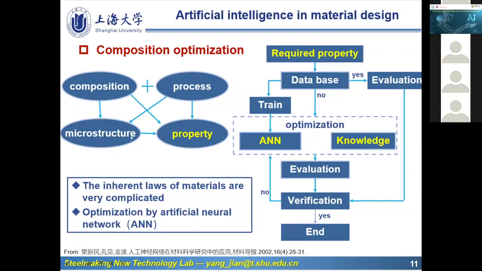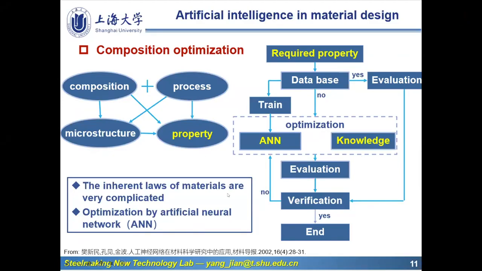microstructure. And the microstructure is also determined by the compositions and the process of the materials. So the inherent laws of the materials are very complicated. And so this process should be optimized by the artificial neural network. And for the required properties, we base on the database, and we get the evaluation from the artificial neural network, and from our knowledge, we make this verification. So we can accelerate the design of this kind of materials.